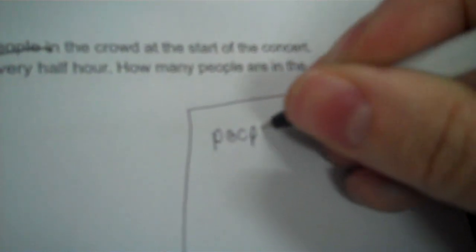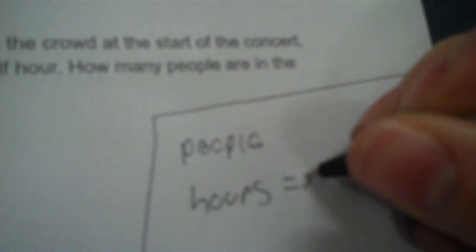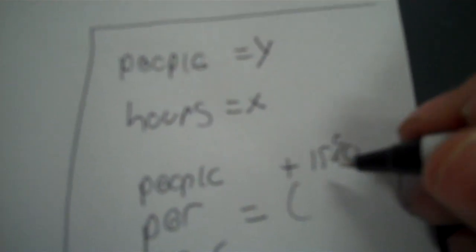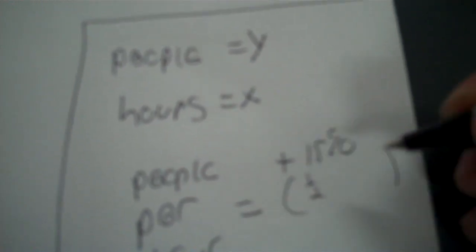Okay, so you got people and hours. So hours is X, people is Y. So people per hour. Now what happens to people per hour? They're growing by 15%, but it doesn't say every hour, it says every half hour, so you just make a parentheses instead of plus, just put the reminder that it's a half hour.